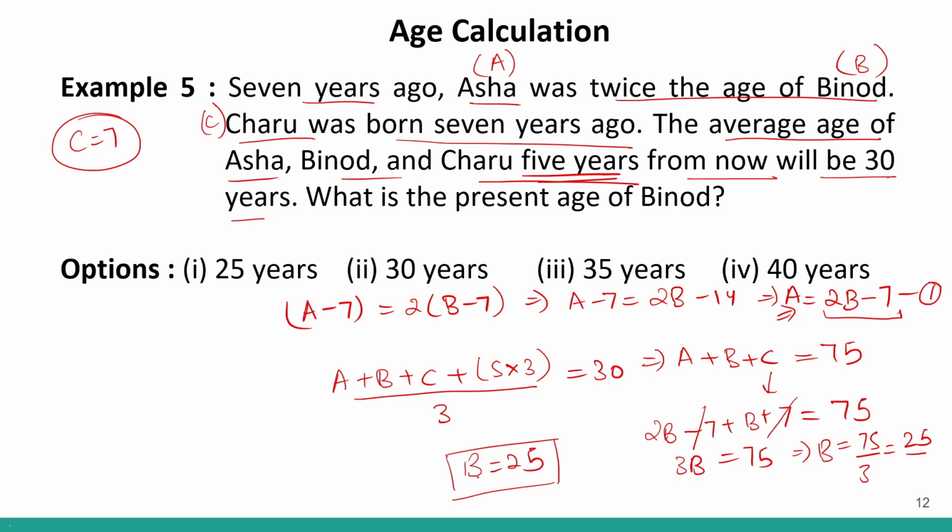Now similarly, I can find the value of A as well, because we already have equation number 1. But what is asked in the question? The question asks what is the present age of B. Only this much. So we have already found out that the present age of B is 25. So our answer will be option number 1, 25 years. Clear? So basically we got equations, and we solved those equations to get the answer.